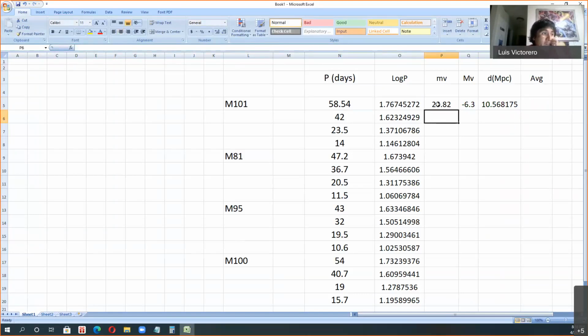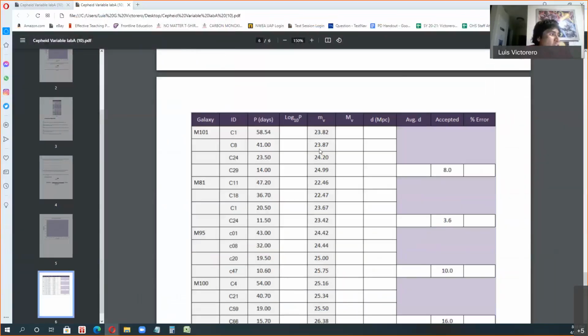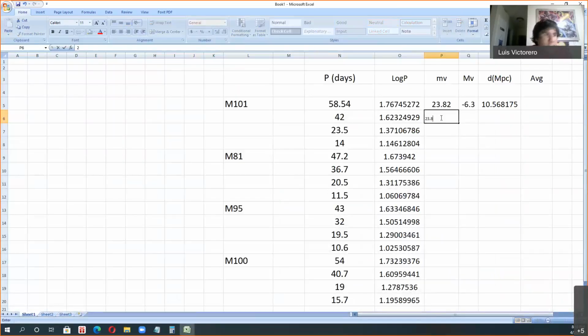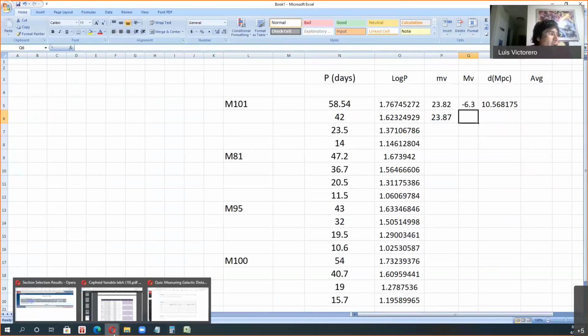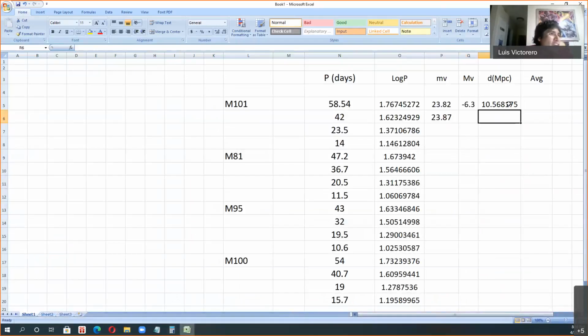If you know Excel, you're going to be able to do this in less than an hour. You just have to make your measurements. The second star, for example, is 23.87, right? So you'll put it here, 23.87. How do I find the absolute value with this? 1.62. So you go back. 1.62 should be around here. So you find the absolute magnitude, put it in here, use the formula, and find the distance. Remember that whatever you find, you have to divide by 1 million, so you can put it in megaparsecs.